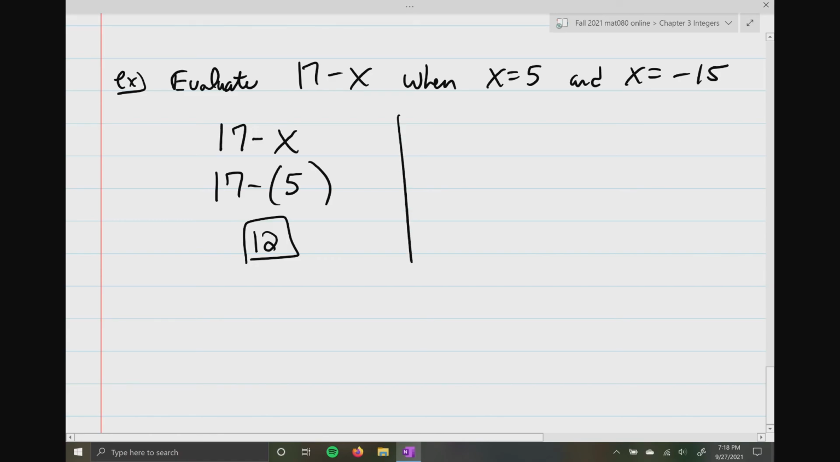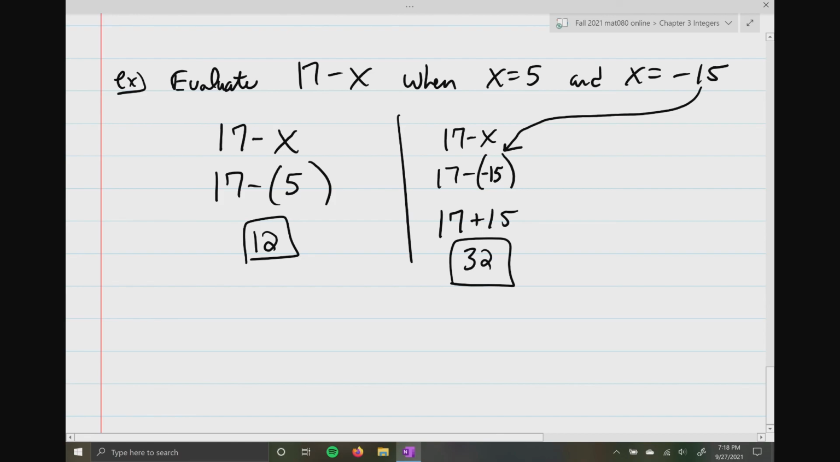Now, for the second example, I just set everything up the same exact way. Notice I'm going to substitute in a negative 15. And as you can see, I have that double negative back to back. That's why it's so important you put parentheses first, then you make your substitution, because this turns out to be 17 plus 15. And 17 plus 15 is 32.